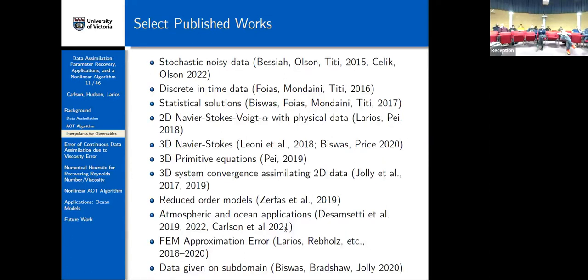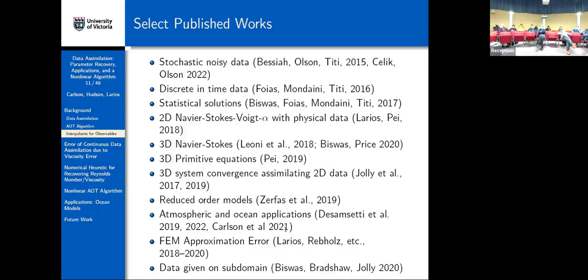It's also been looked at in the context of if we're discretizing, what kind of convergence do we get? Finite element versions. And also one of the most recent ones that I found really fascinating is data given on a subdomain. So if we're only observing data on a subdomain, how much of the domain do we have to observe in order to still get convergence? In some sense, you're saying I only have data on a piece of the domain. How large does that piece have to be?